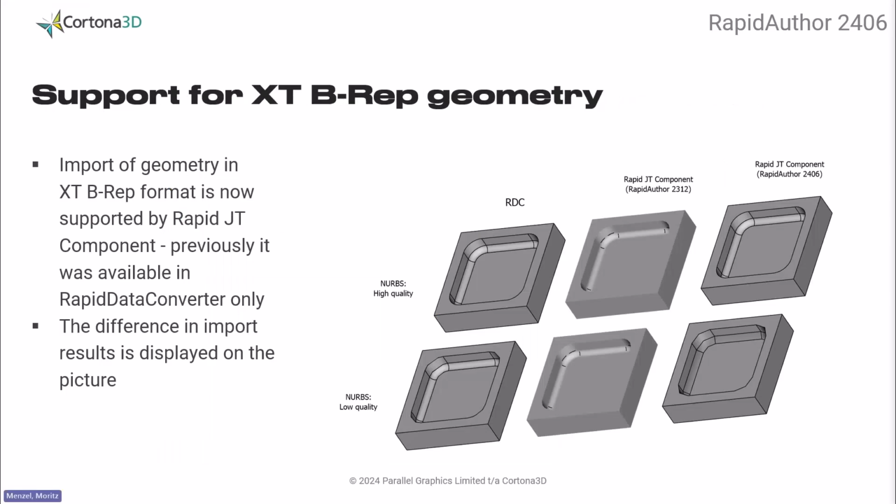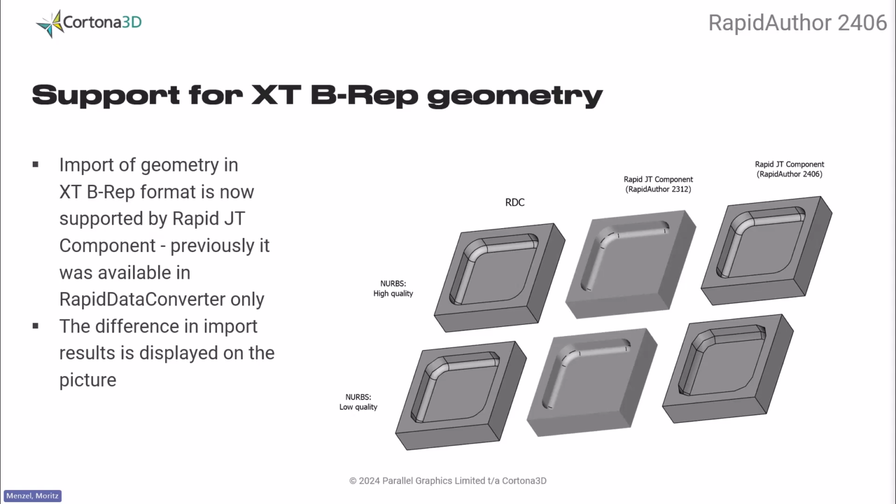24.06 now also supports the import of geometry in the XTB-rep format through the RapidJT component if you're using that module. This was previously only available in Rapid Data Converter. One of the effects is that we can now read surface control lines from JT. The surface quality of the geometry depends on your setting in the import profile. You can see an example of the difference in this illustration.